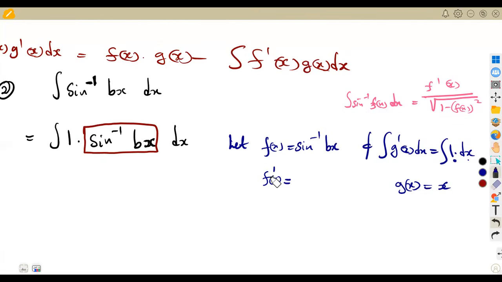We need the first derivative of our f of x. And our f of x here is arcsin bx. So we need the first derivative, which is the derivative of bx, that is b over the square root of 1 minus f of x squared. Our f of x, we said, is bx, so it is supposed to be bx squared.